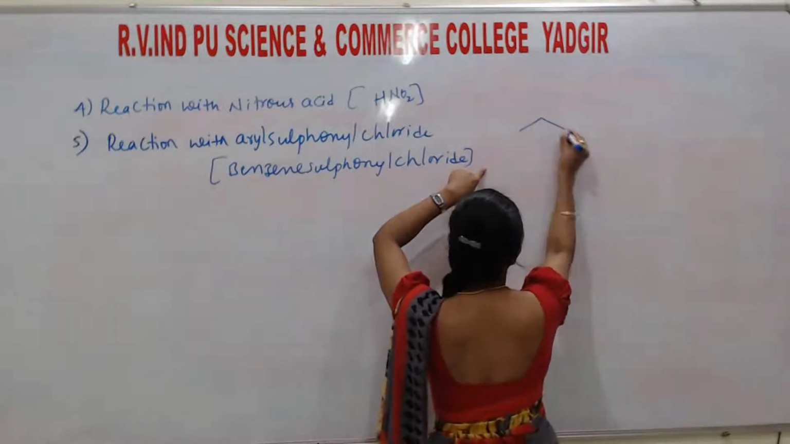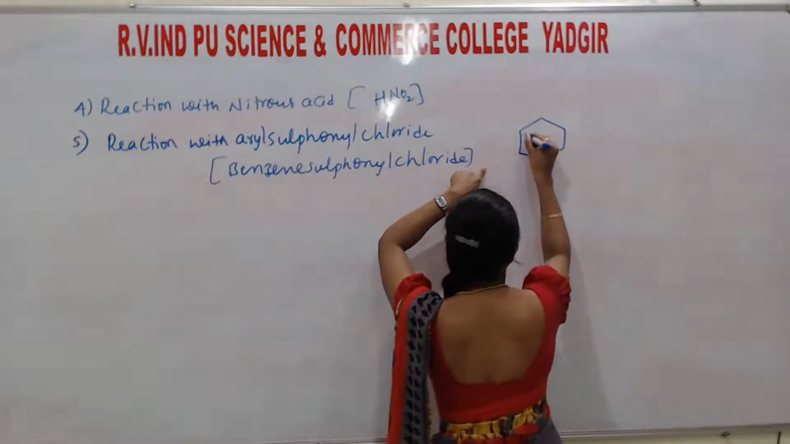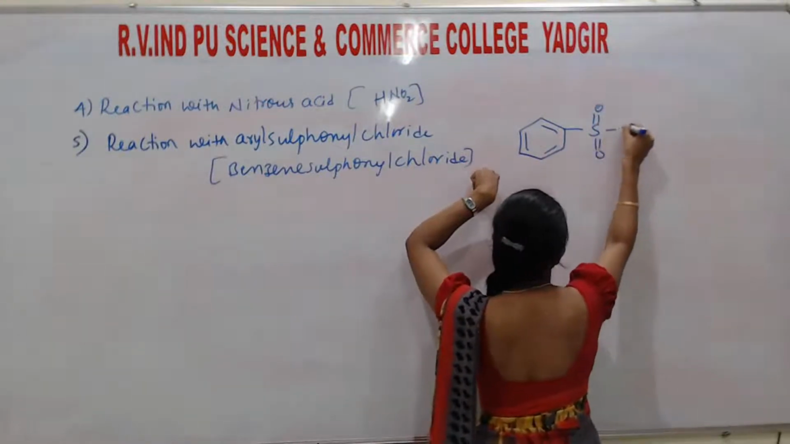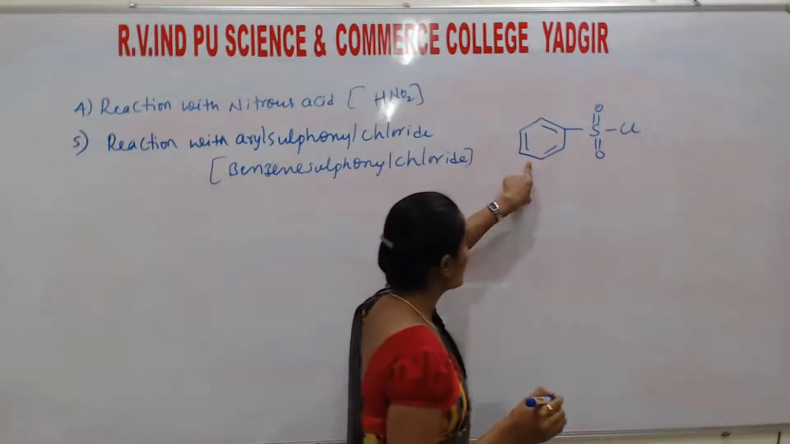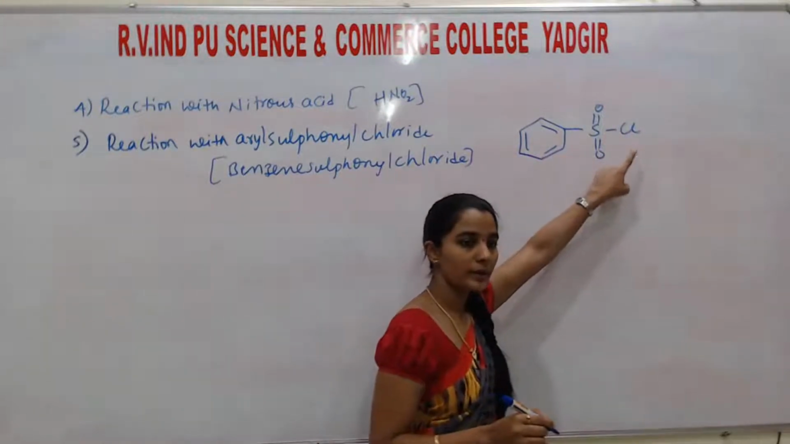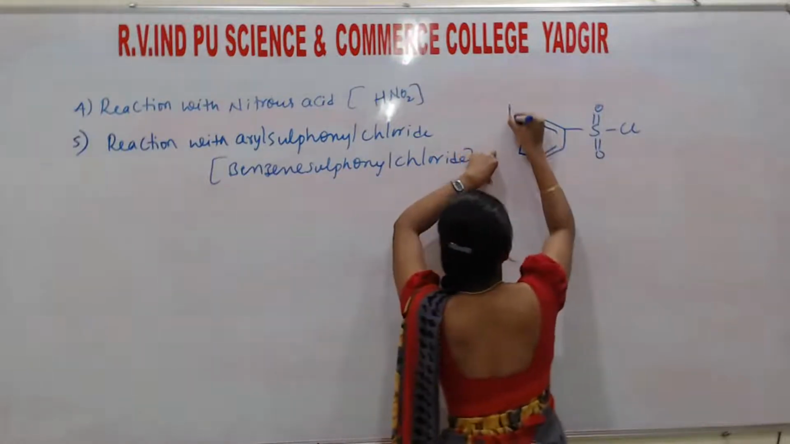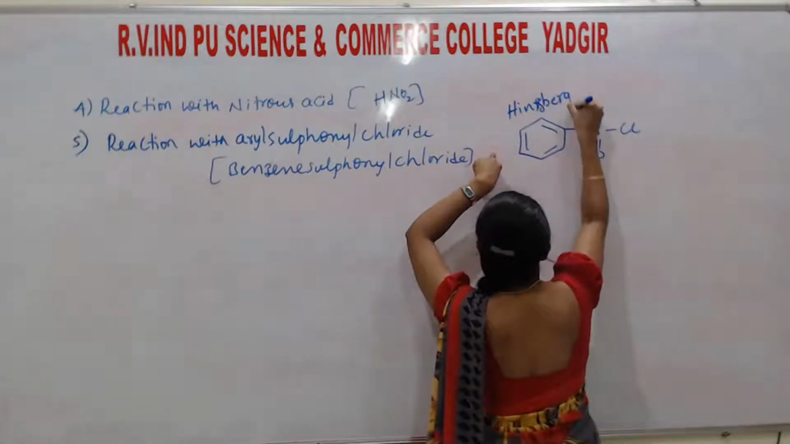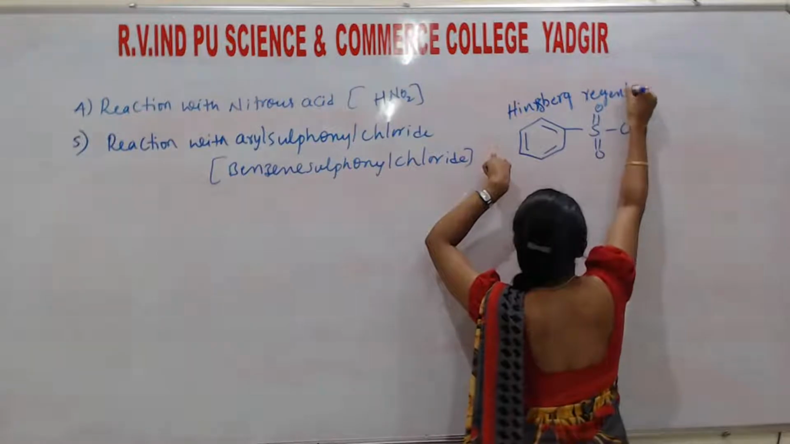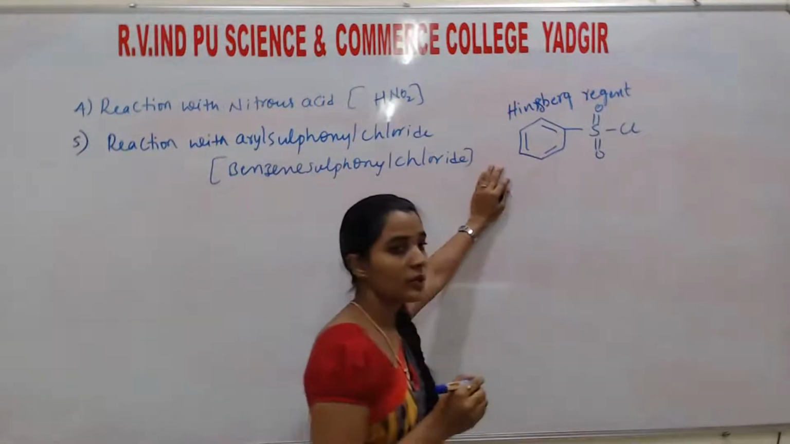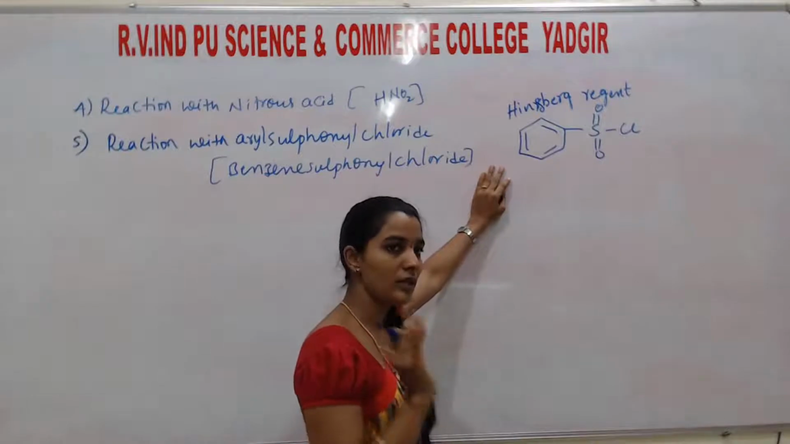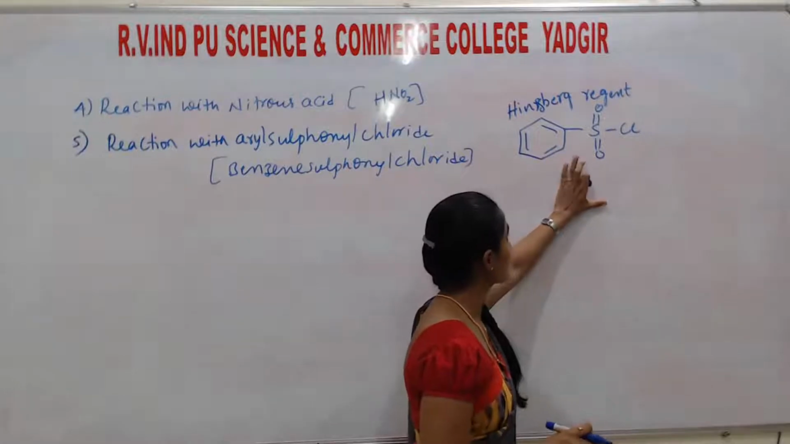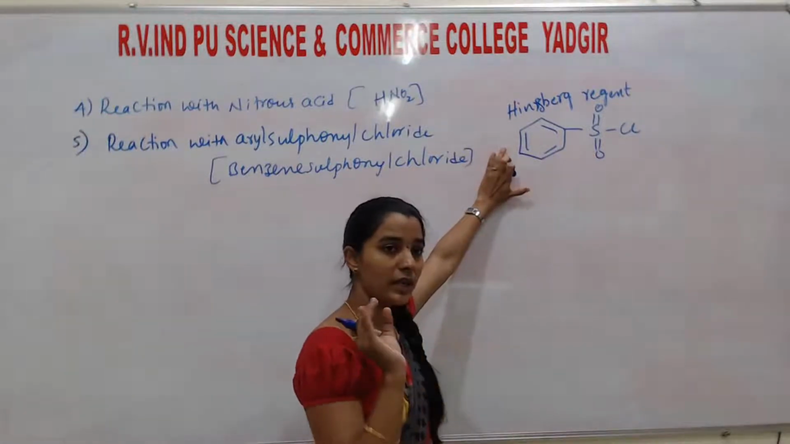So this is the benzene ring, to which S double bond O, Cl is attached. This is benzene sulfonyl chloride. Okay, so this reagent is called as Hinsberg reagent. Very important reagent, because this is a reagent used to distinguish primary amine, secondary amine and tertiary amine.